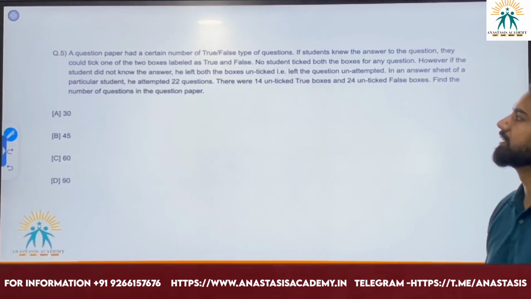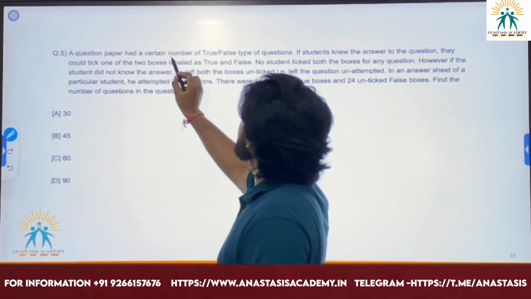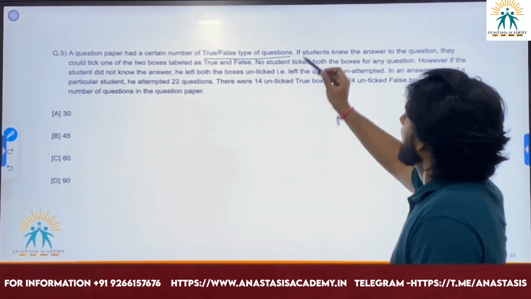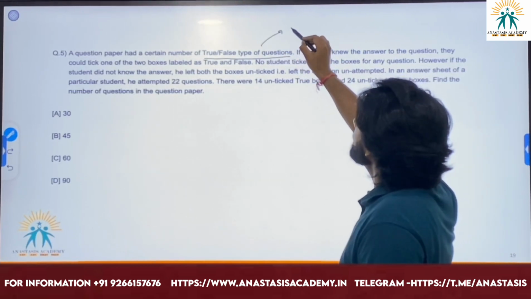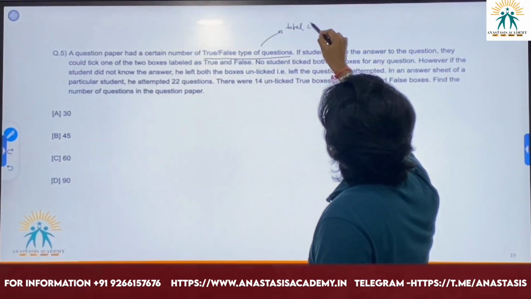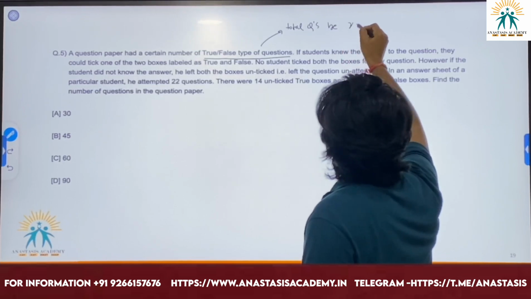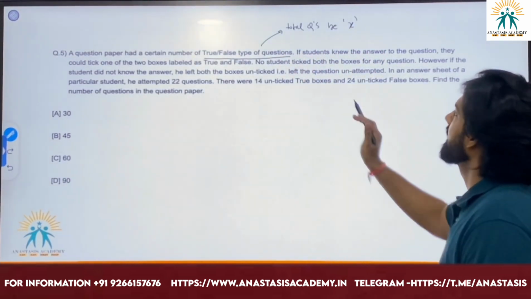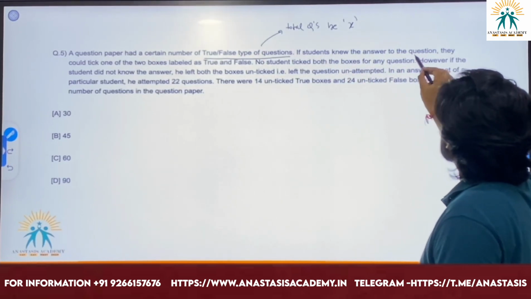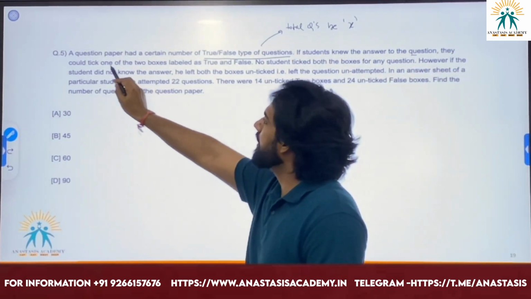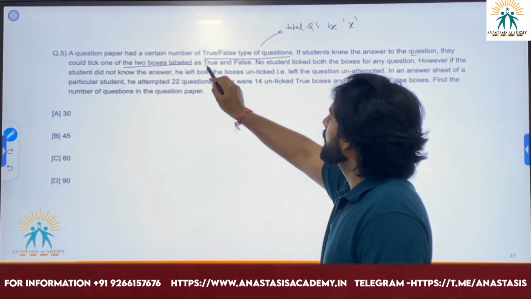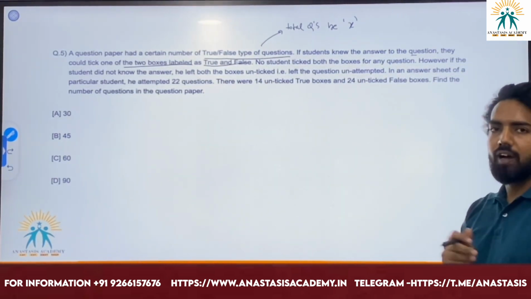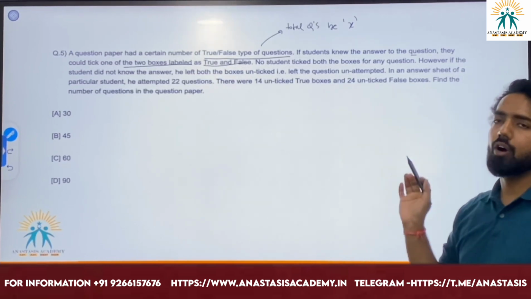Let's solve this question. A question paper had a certain number of true-false type questions. Let's assume the total number of questions in the test is x. If students knew the answer to a question, they could tick one of the boxes labeled true and false. So only one box can be ticked, that is true or false.